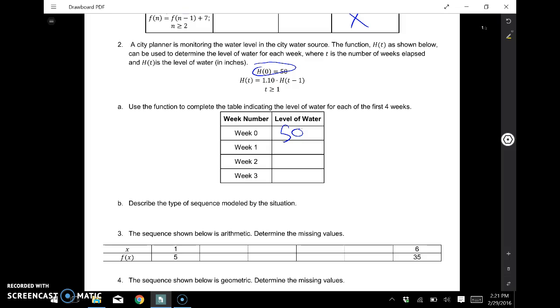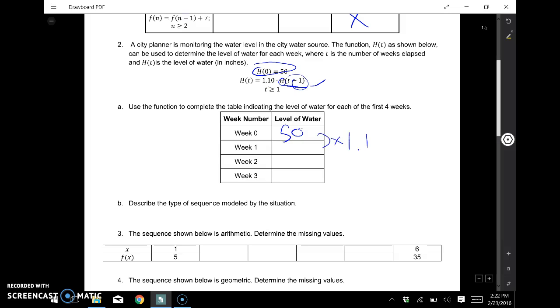It doesn't really make a lot of sense for this to be explicit because of this h of t minus 1. This h is the height, and this t minus 1 is the previous. So this is the water level of the previous week. So all you're doing each time is multiplying by 1.1. We'll get more into exponential growth, but really the water level is increasing by 10% each week. That whole 100% is, you're going to take 100% of last week and then add that extra 10%. So 50, what you're going to do is multiply by 1.1 each time.